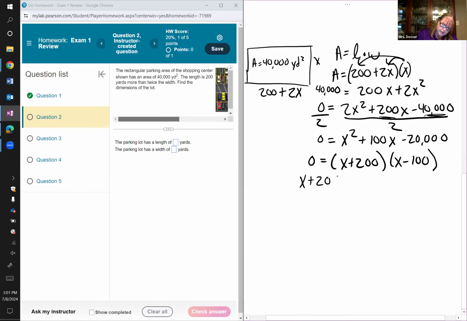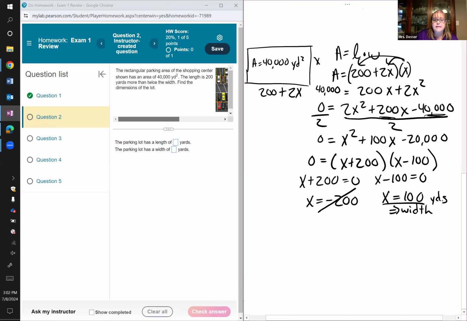So x plus 200 is equal to 0, and x minus 100 is equal to 0, which gives us x is equal to negative 200 and x is equal to 100. Now, notice we're looking for the dimensions of a parking lot. We're looking for x to be our width. Obviously, we cannot have a width that's negative 200 yards. That doesn't make any sense to have a distance that is negative for the side of a parking lot. So that one we can rule out, and we see then that x equals 100. Remember, x is what we called our width, and so we now see that our width is 100 yards.